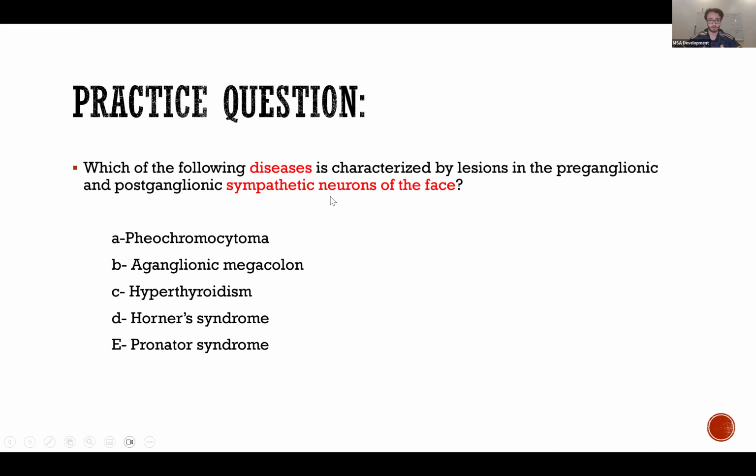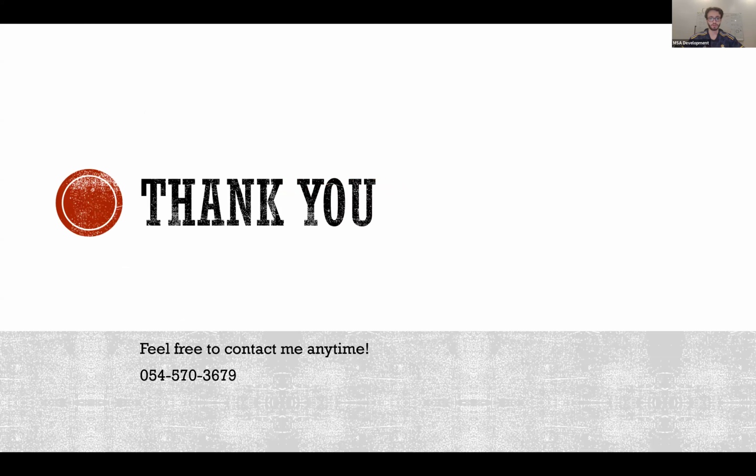Then here they said neurons of the face. We're talking about the face. Pheochromocytoma is cancer of the adrenal gland. It cannot be the answer. The only answer that is left, which is the correct one, will be Horner syndrome. Well, that is pretty much it for the lecture.